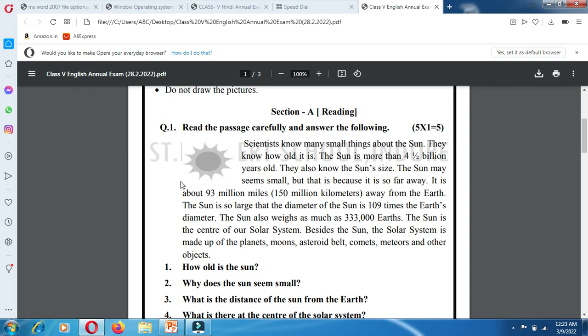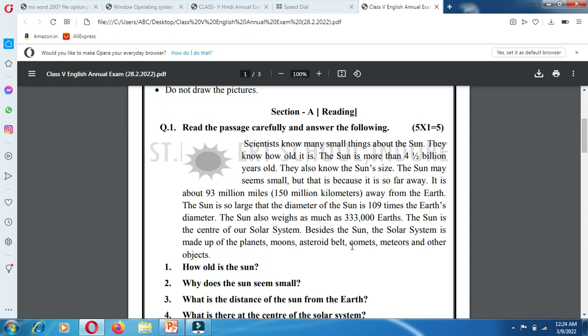The Sun is so large that the diameter of the Sun is 109 times of Earth's diameter. The Sun also weighs as much as 3,33,000 Earths. The Sun is the center of our solar system. Besides the Sun, the solar system is made up of planets, moon, asteroid belt, comets, meteors, and other objects.